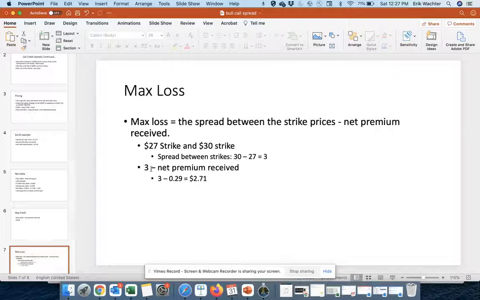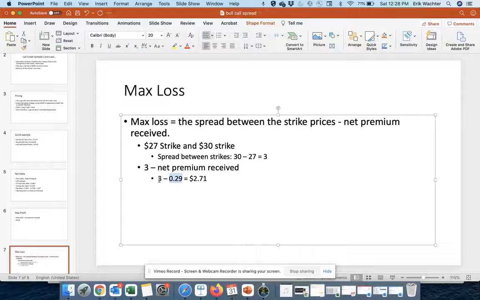Okay, and then we're going to calculate other things. So our max loss. This is how you calculate max loss with call credit spreads. You're going to take the spread between the strike prices and then subtract the net premium received. So we have a $27 strike and a $30 strike. The spread between those is 3. 30 minus 27 is 3. Then we're going to take that and subtract the net premium received, which was 29 cents. Okay. So our max loss is going to be $2.71.